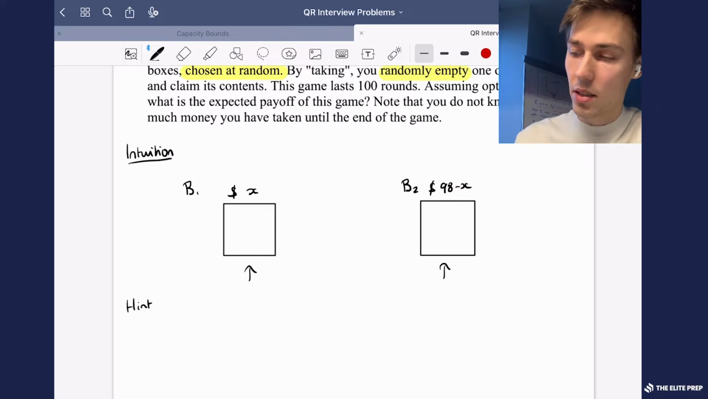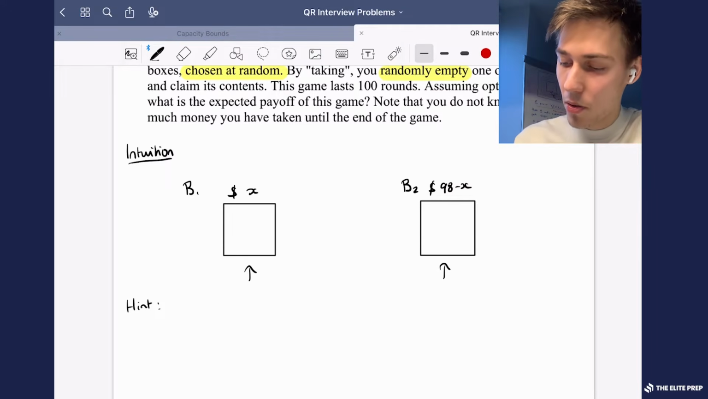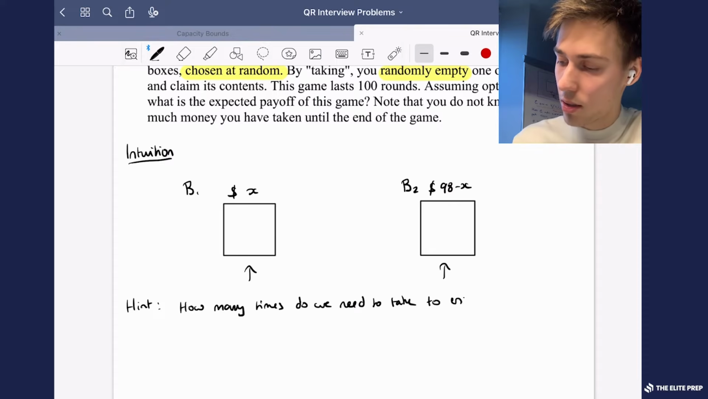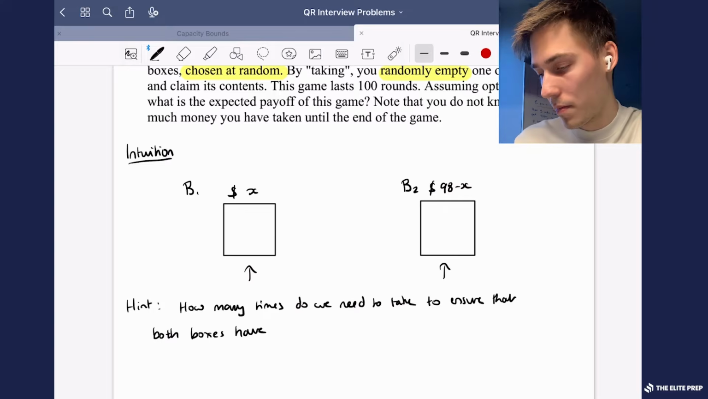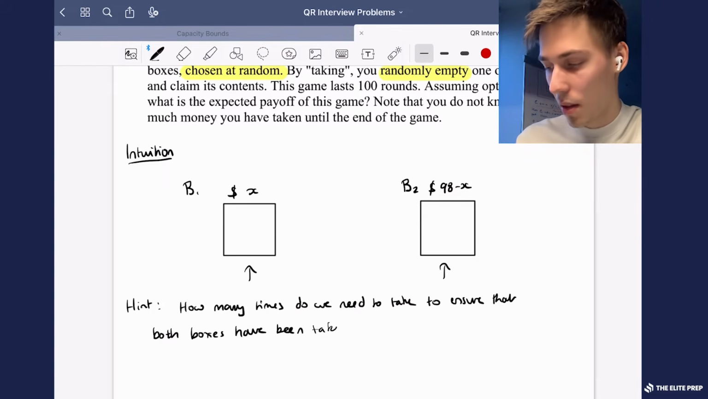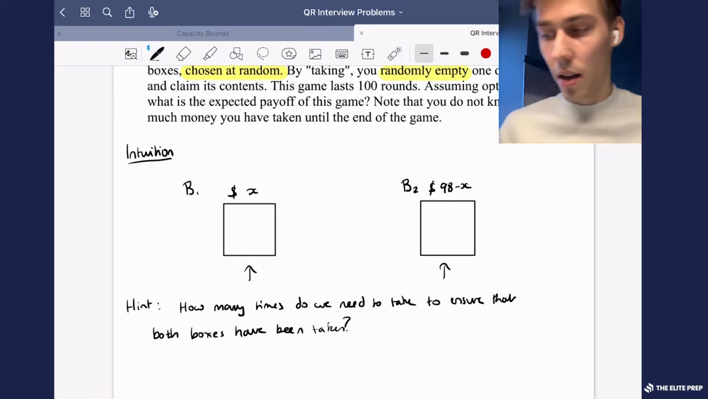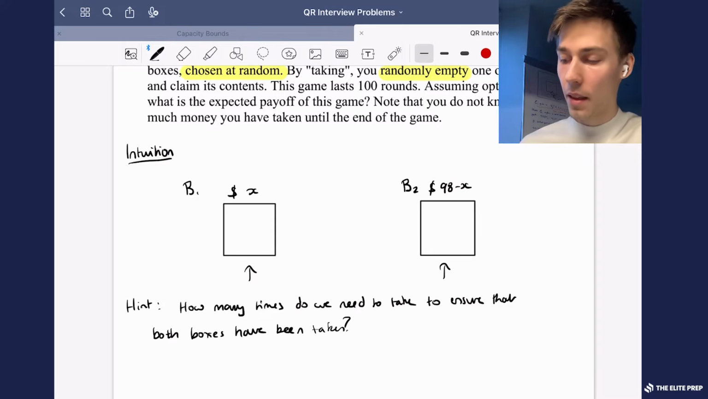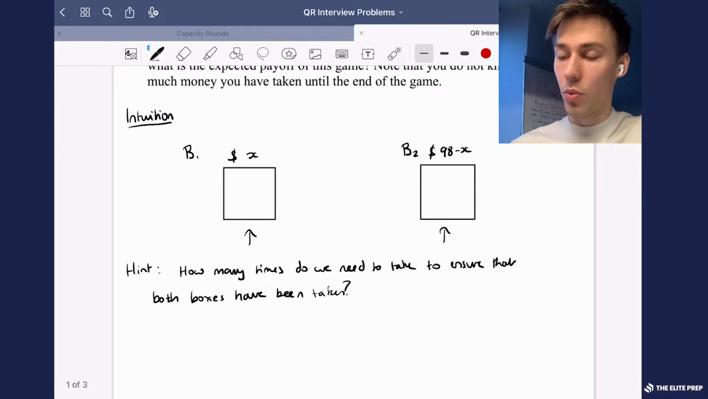So the hint, I guess, is how many times do we need to take to ensure that both boxes have been taken. So from this, I think at this point is a good time to pause and try and solve the problem on your own. If you've already done that, then we can continue.